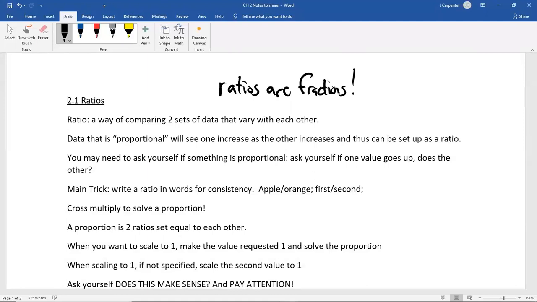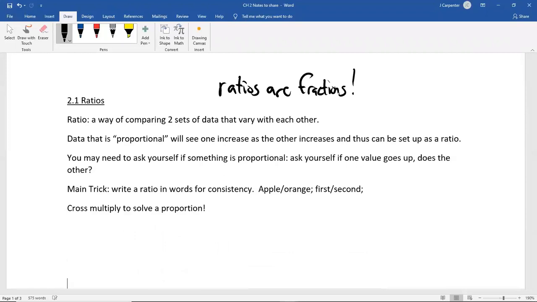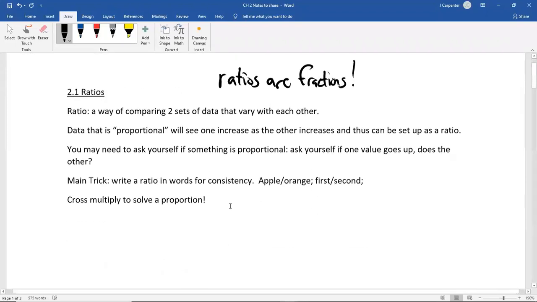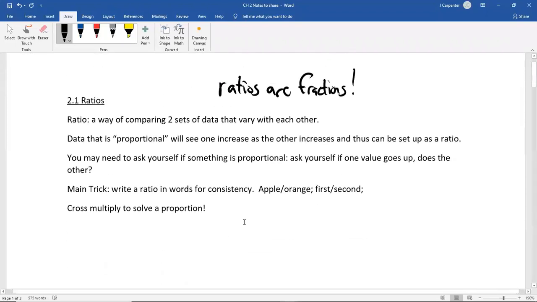So a ratio is a way of comparing two sets of data that vary with each other, something like apples to oranges. And in fact, let me just bump some of this down that we don't need to see yet. TMI right now, there we go. A little less TMI.